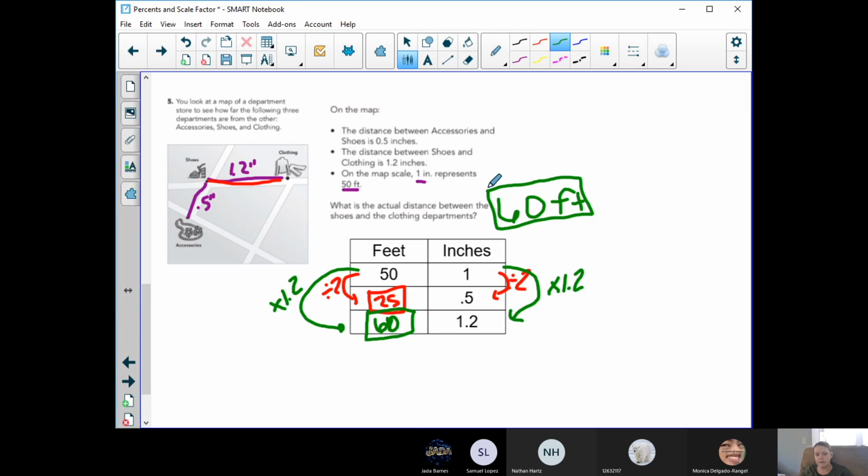Any questions about how we got 60 feet? All right. Yariel will go over it here in a minute, okay?